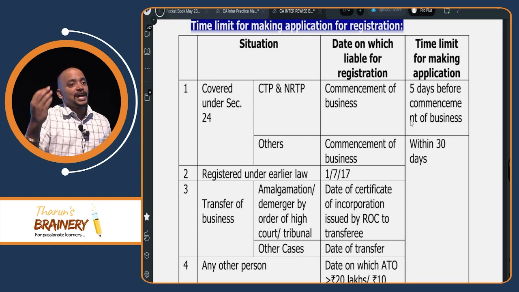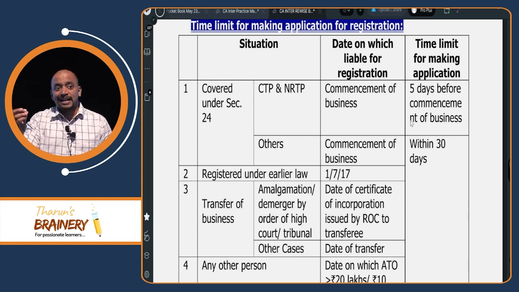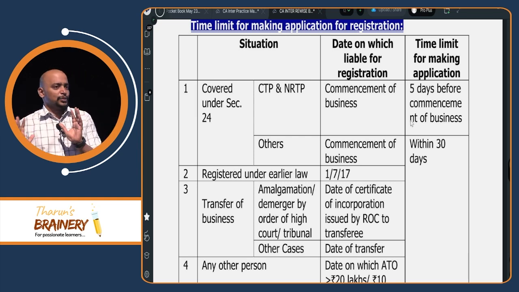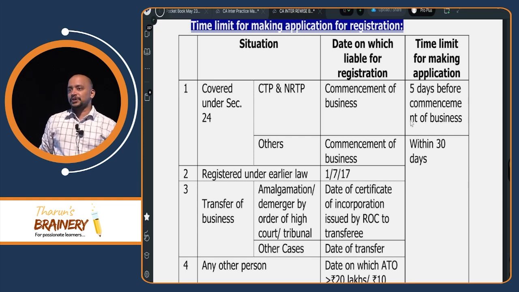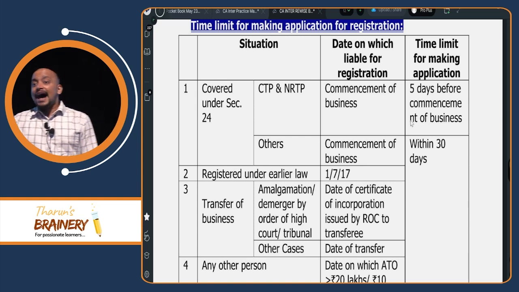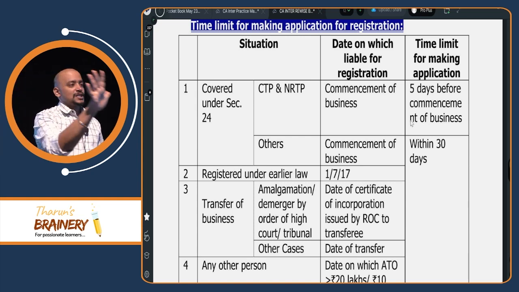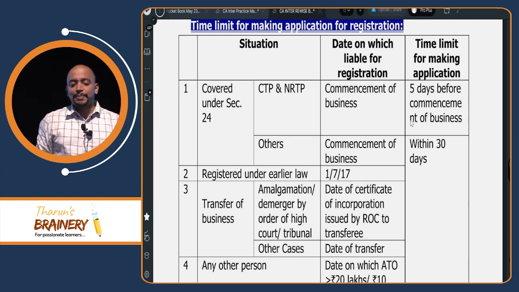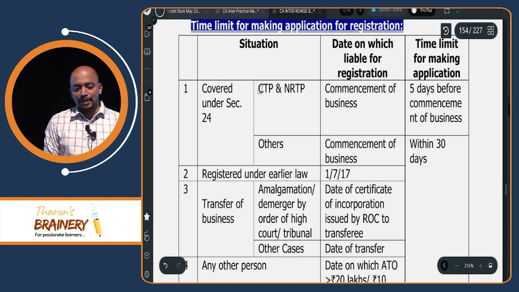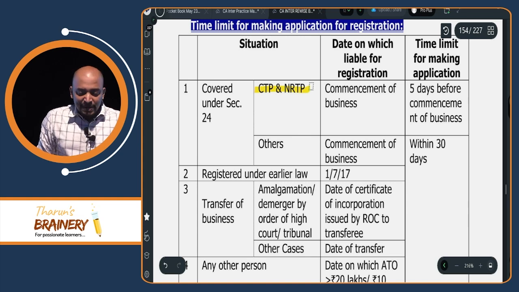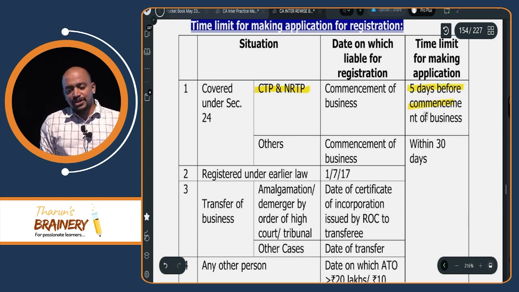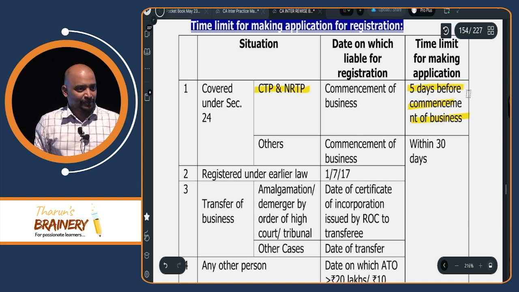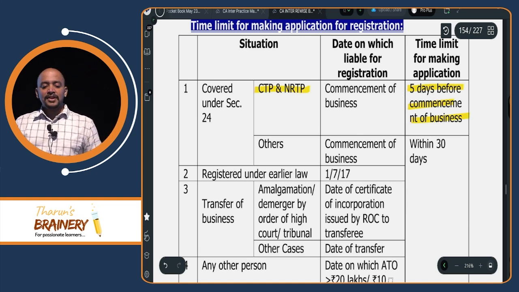If it is amalgamation or merger, within 30 days from the date of certificate of incorporation. So all these is 30 days from the date when I am liable to get registered. But we have an exception. Only in one case, we need to make application for registration at least 5 days before commencement of business. That is CTP and NRTP. That alone you need to remember. CTP and NRTP should make application for registration at least 5 days before commencement of business. But all other cases within 30 days from the date when they are liable to get registered.